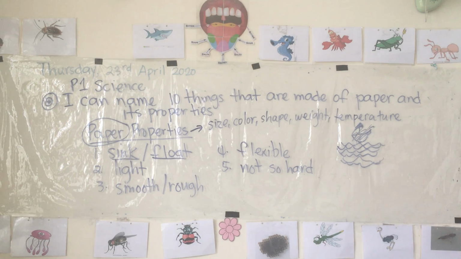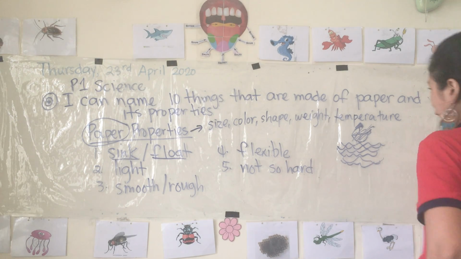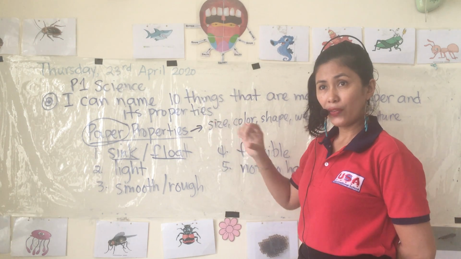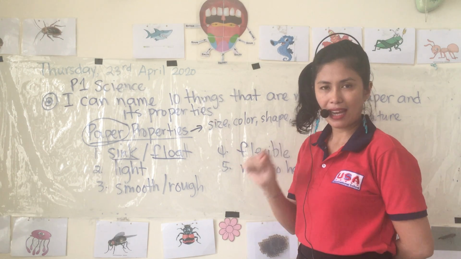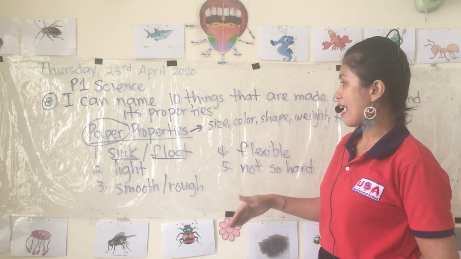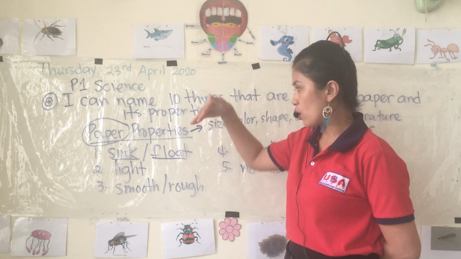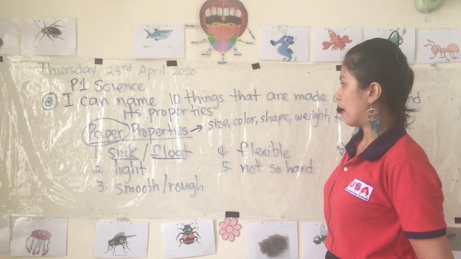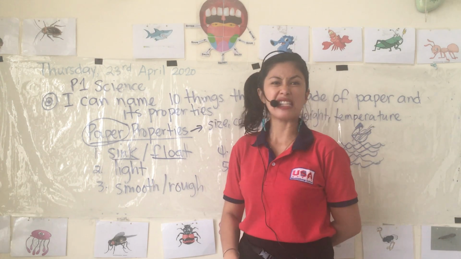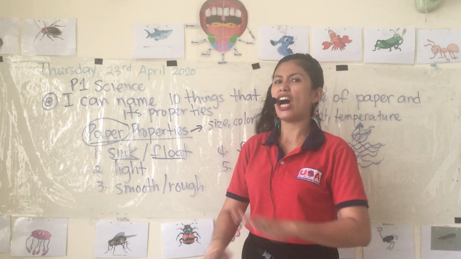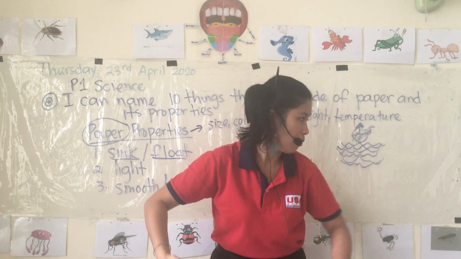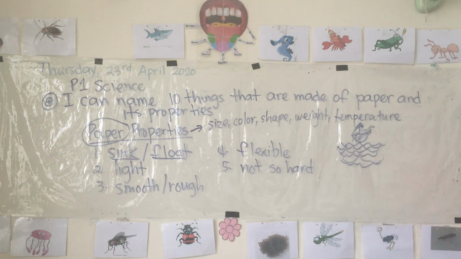Okay, so again, paper can float for a certain amount of time, maybe seconds or a minute, but then once it gets wet, it will sink. And another property of paper is that paper is light. Paper is not heavy unless you are carrying what? Like all of this.